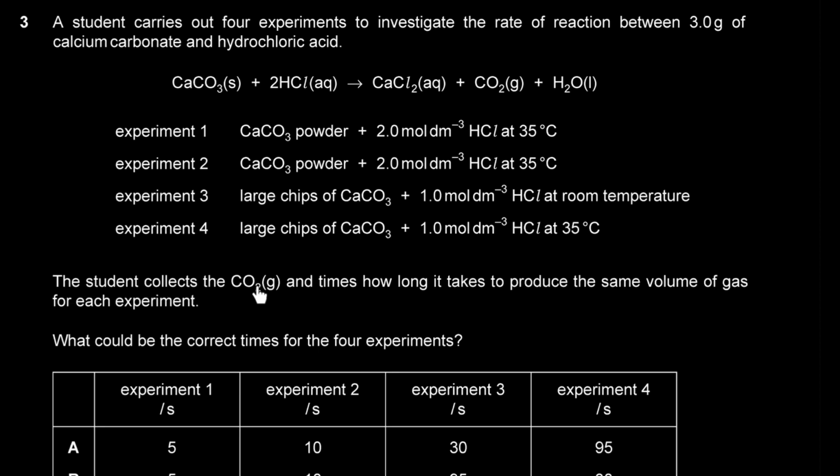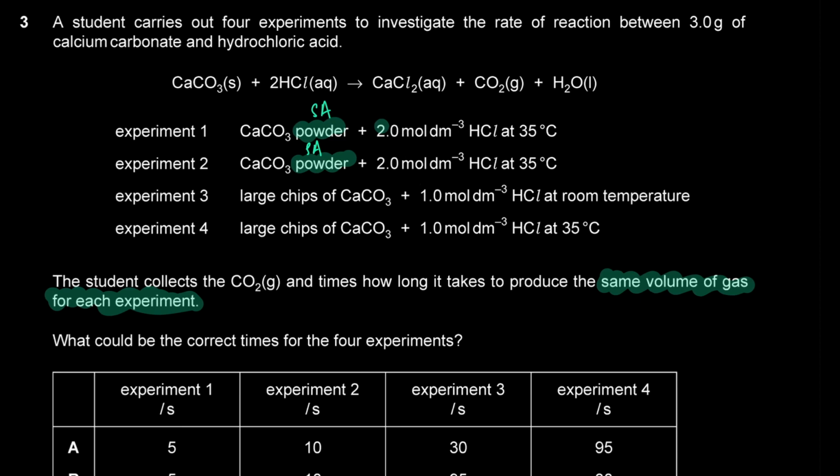The student collects the carbon dioxide and times how long it takes to produce the same volume of gas for each experiment. What would be the correct times for the 4 experiments? Now in experiments 1 and 2, we're using calcium carbonate powder, which means that the solid has a greater surface area in these cases. And we're using 2 mol per dm cubed HCl.